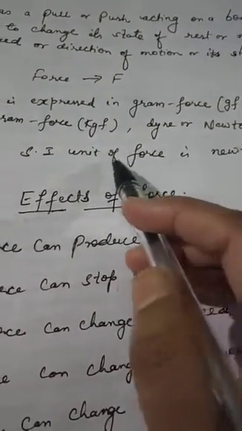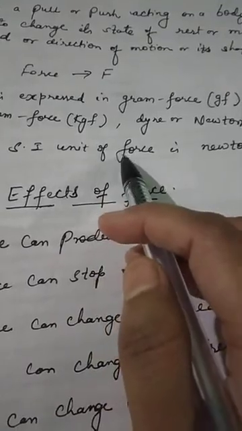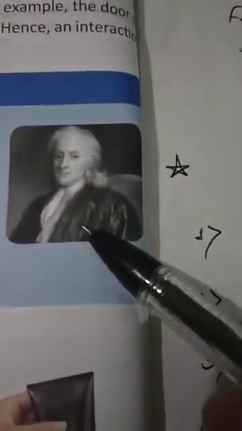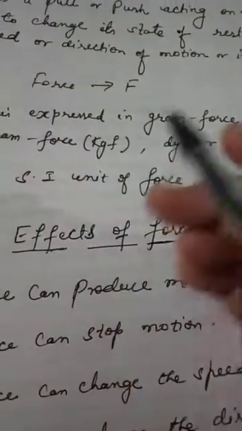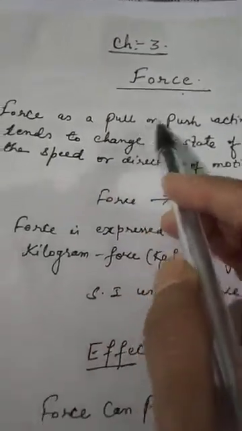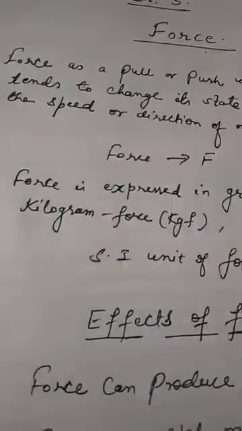The picture of Sir Isaac Newton is given in your book. You can see this. He is Sir Isaac Newton, and it is said that he formulated the theory of gravitation by watching an apple falling from a tree. Gravitational force was discovered by him. So the SI unit of force is named after him. And these two terms, pulling and pushing, are very important to define a force.